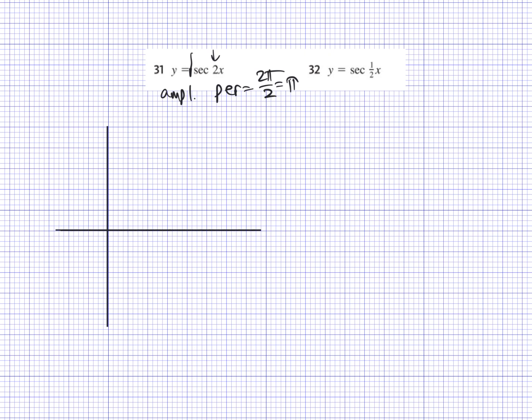So again, cosine starts at 0, secant starts at 0. And then we have to take our pi and divide it into 4 places. So it's every pi over 4 starting at 0 here. So our amplitude is 1.